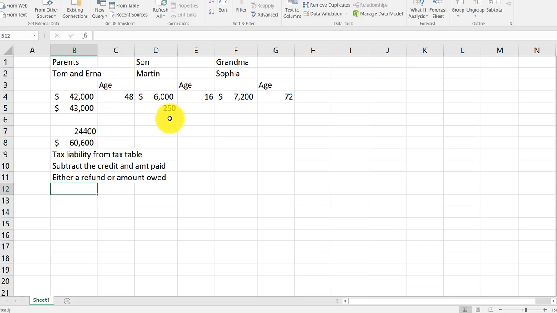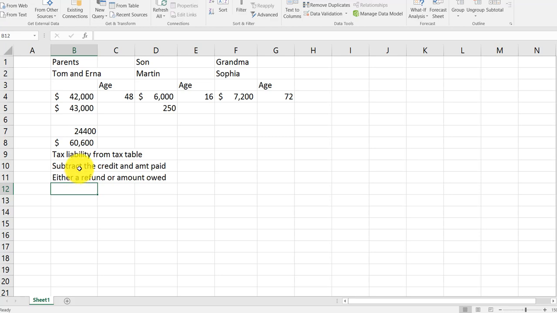So what does Martin have to do with it? Now, he would be listed on their return as a dependent. But you notice that that amount, the dependent, does not affect any of these calculations.